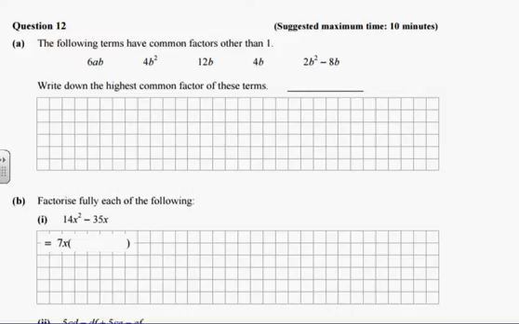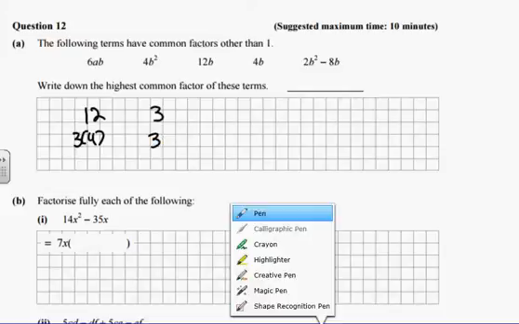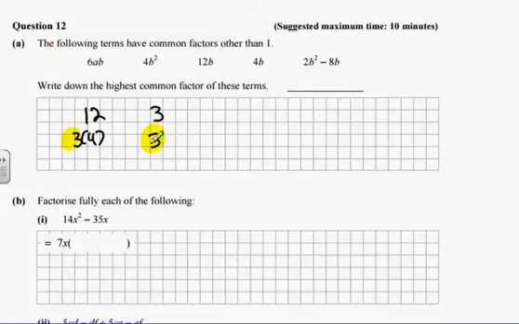The following terms have common factors other than 1. What does a factor mean? I'll give you an example. Imagine I said 12 and 3. Do 12 and 3 have common factors? Yeah. What's the common factor? 3. So I could turn 12 into 3 multiplied by 4, and they both have 3 in it. So they both have common factors.